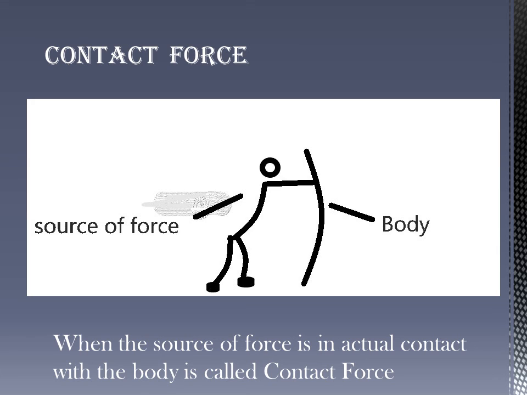Here you can see in the picture, a man is trying to push a door, box, anything. The man is the source of force because he is the one who is applying the force, and from him the force is coming. The body to which he is applying the force, the door, box, anything, is the body. You can see the man and the body are in actual contact, they are in touch. So the force that the man is applying is called contact force.